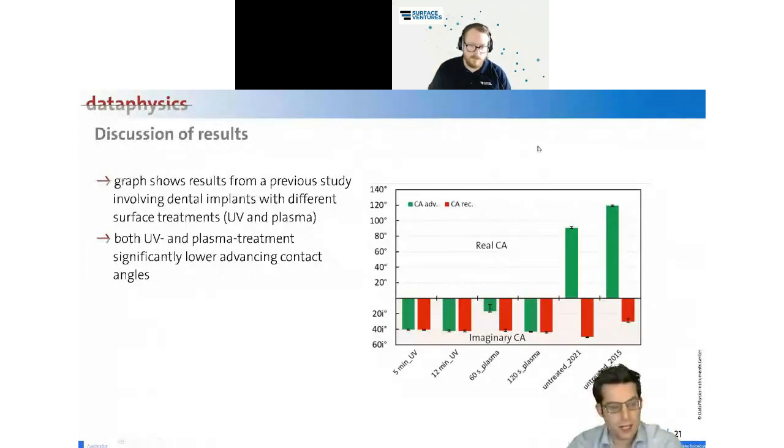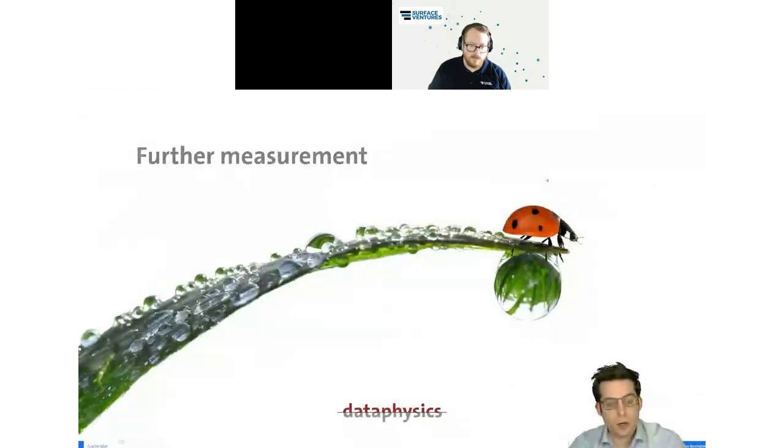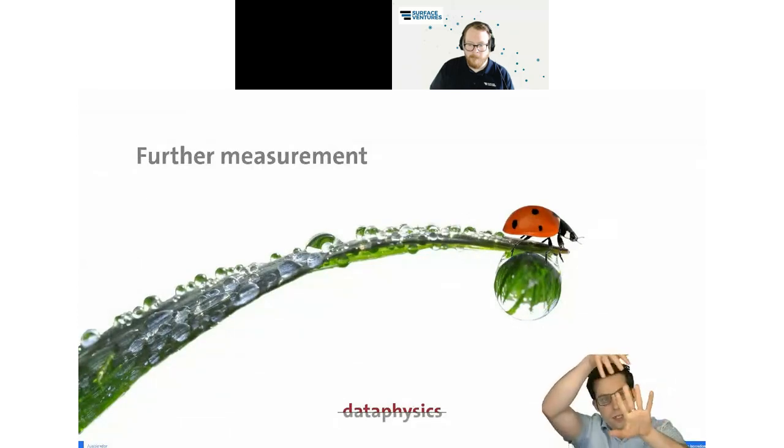Okay, good. So I hope this was quite interesting for you, and I hope you understood also the concept of the imaginary contact angles. Before we do the question and answer, I want to go back to one of your questions. One question was about the correlation between the wettability and the adhesion. And I can tell you these implants here are in the so-called Wenzel state. So this means even the cavities on the surface will be completely wetted by the water.